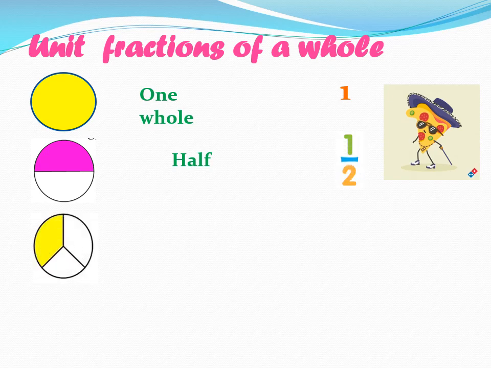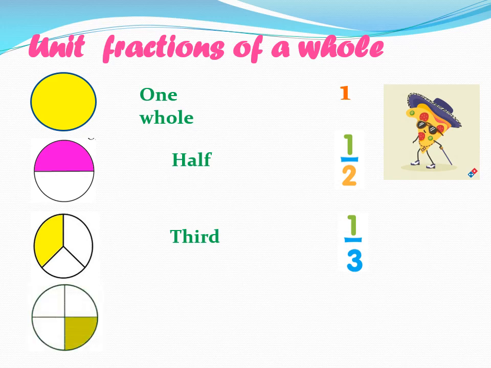The next one, I have a circle divided into 3 equal parts. It's called a third. And its fraction is 1/3. The last one, we have a circle divided into 4 equal parts. It's called a quarter. And its fraction is 1/4.